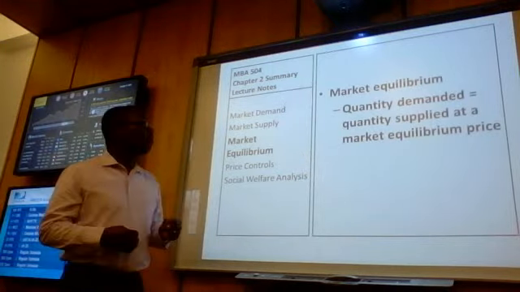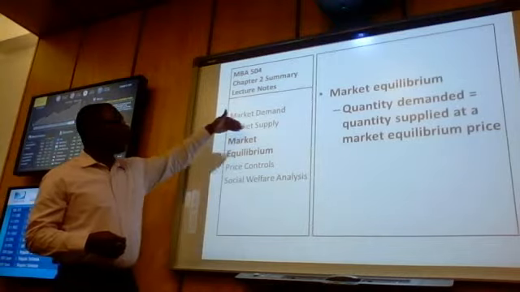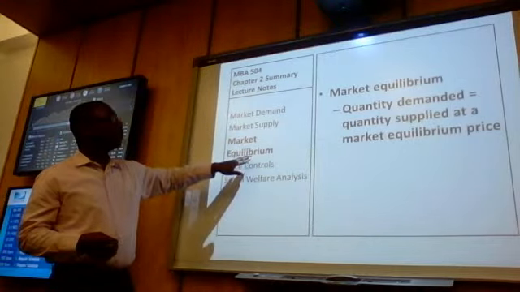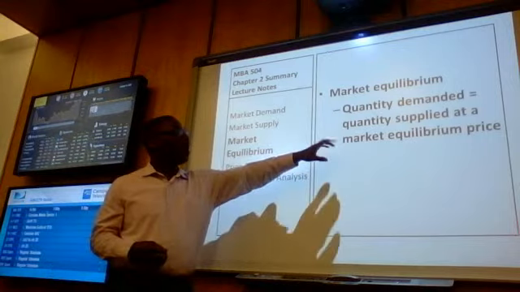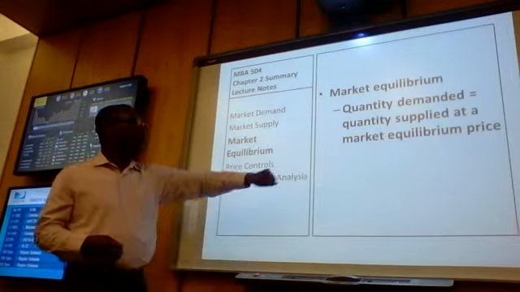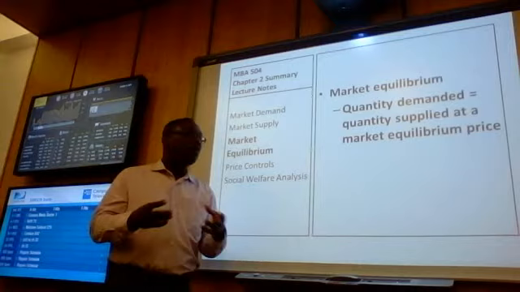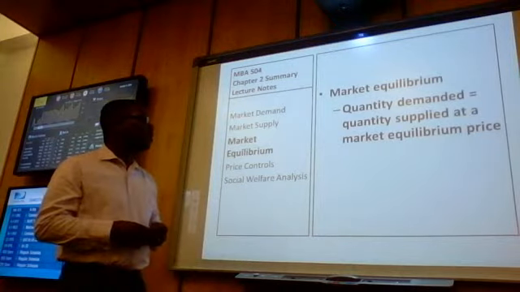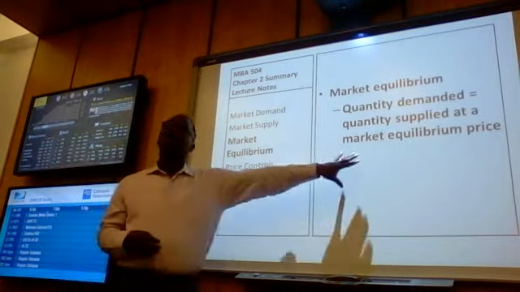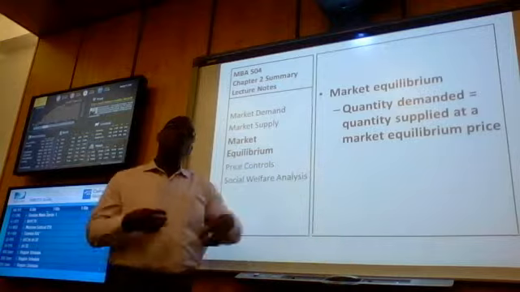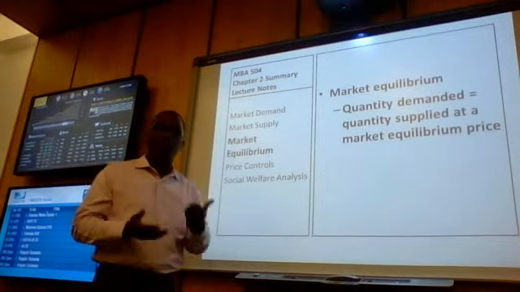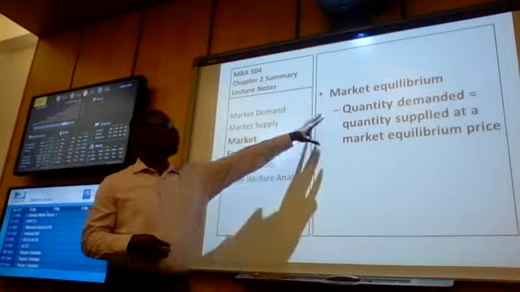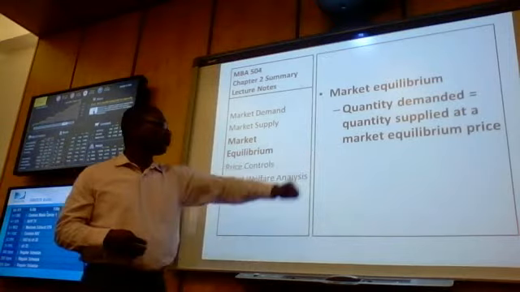Once we have mastered market demand and market supply, we're going to introduce market equilibrium. And market equilibrium is where quantity demanded equals quantity supplied at a market equilibrium price. And this will become a centerpiece for our conversation of microeconomic theory. I'm going to graphically illustrate market equilibrium. We're going to talk about a market system and a price system. We're going to talk about how changes in price will ultimately change market equilibrium positions.